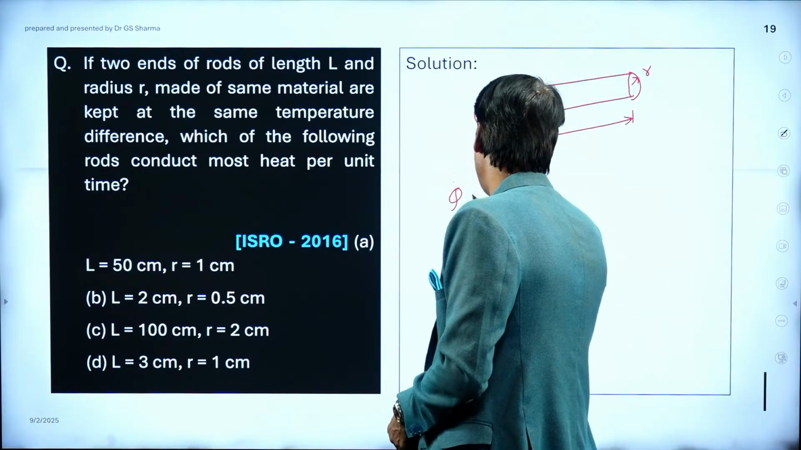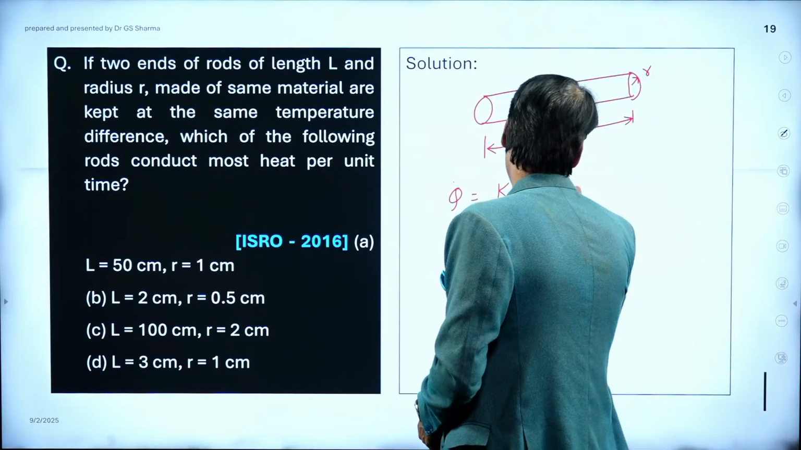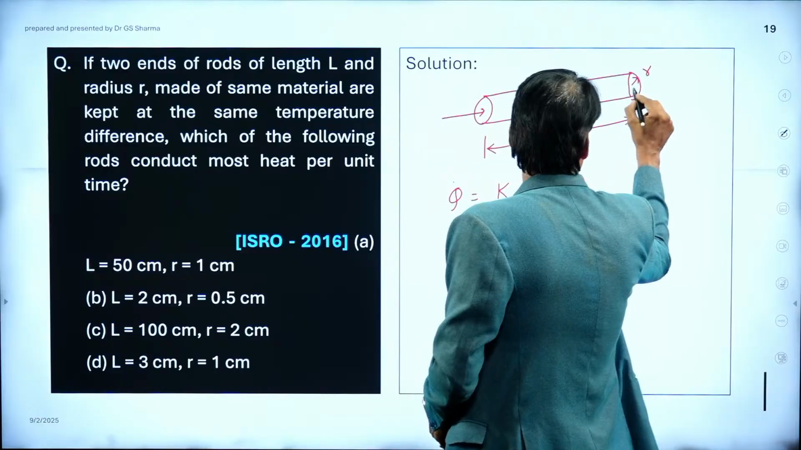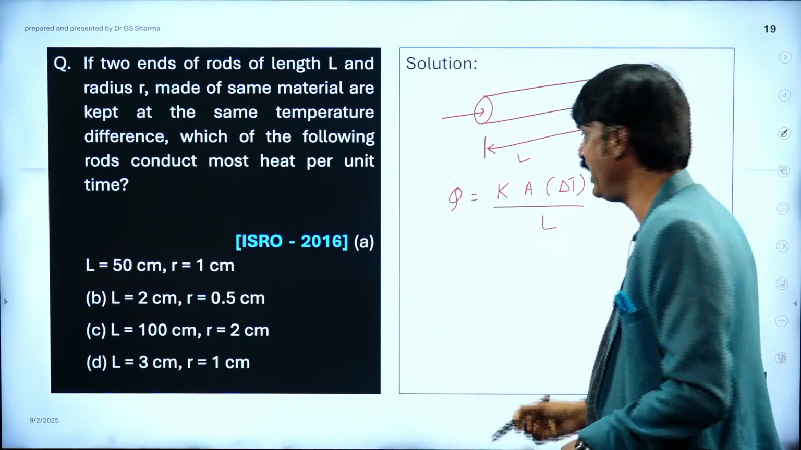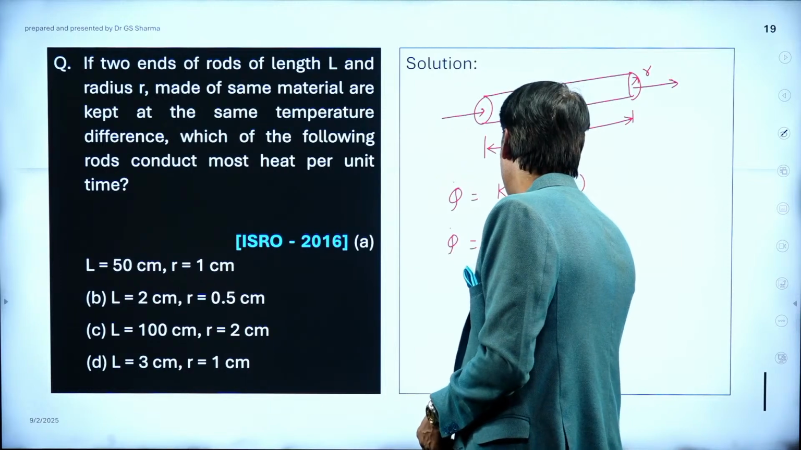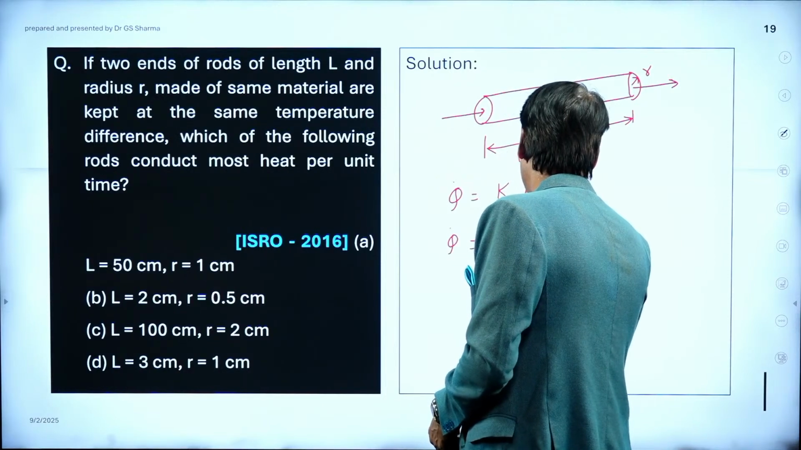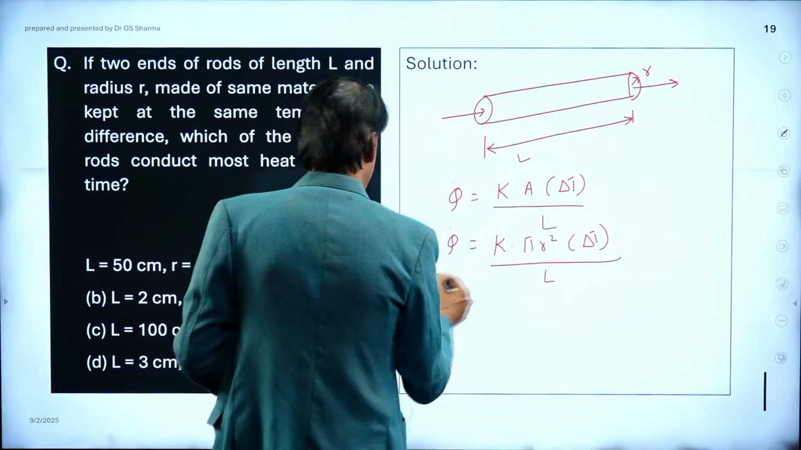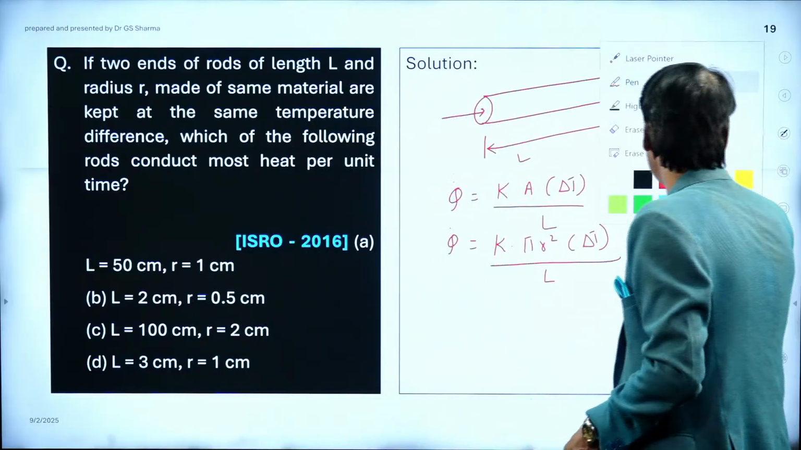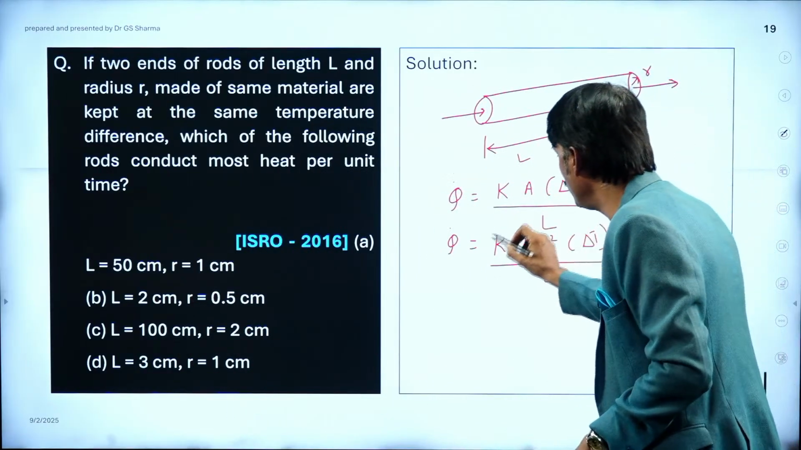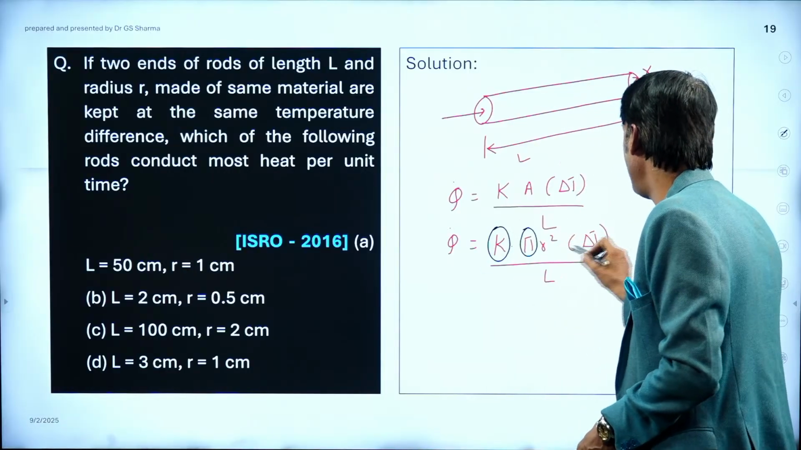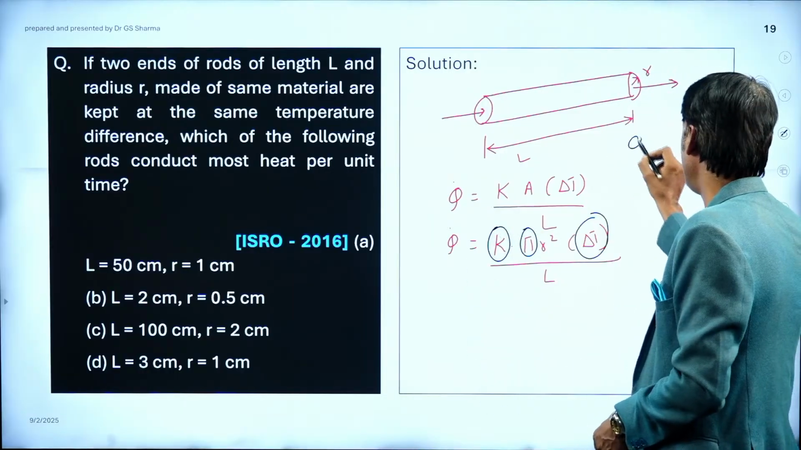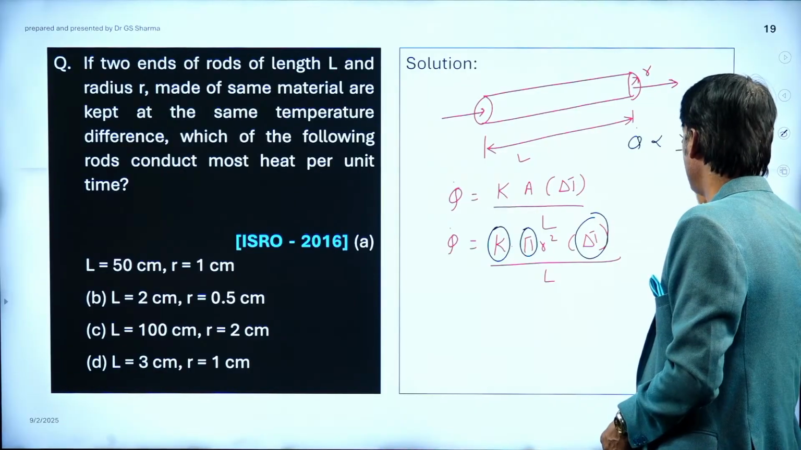Q dot is equal to KA delta T divided by L for solid cylinders along the axial direction. If I am trying to write, I'll write this as Q dot is equal to K, A is pi r square, into delta T divided by L. So clearly materials are same, the only thing is it is a sizing problem. That is what I was trying to say. K, pi, delta T, these three are constant. If I write it, rate of heat flow is proportional to R square by L.